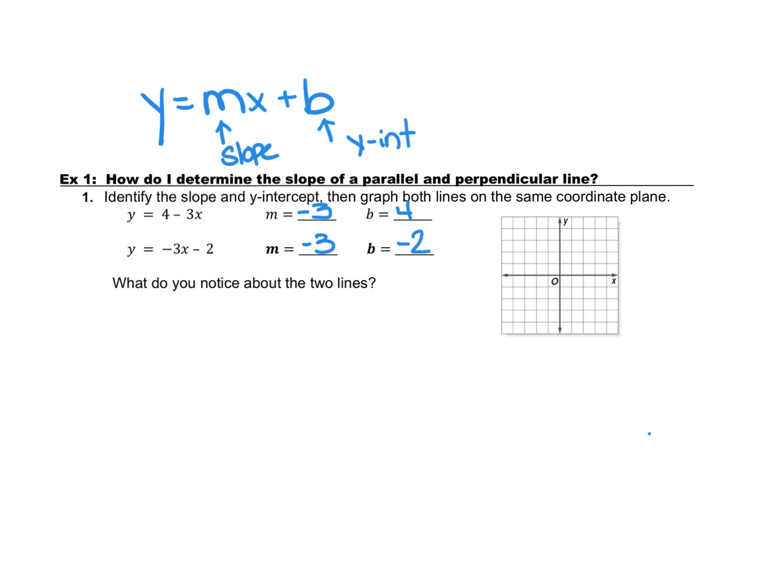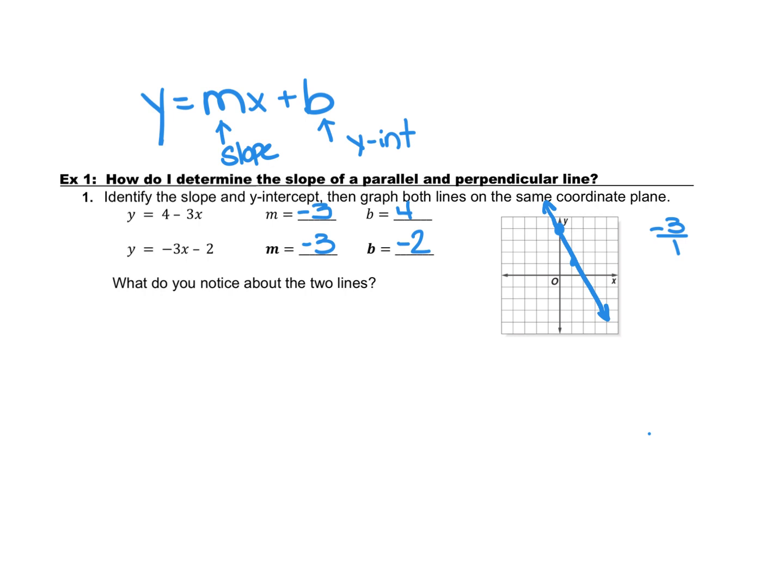All right, so let's go ahead and graph these two equations. Remember to graph in slope-intercept form that we are starting on the y-intercept, and the y-intercept here is 4. So I'm going to plot my 4. And then because my slope is negative 3, I'm going to go negative 3 all over 1. So I'm going to go down 3 over 1. 1, 2, 3 over 1. So here's my first line.